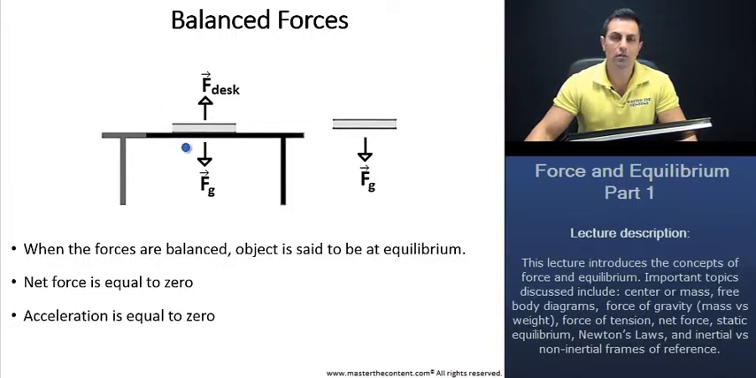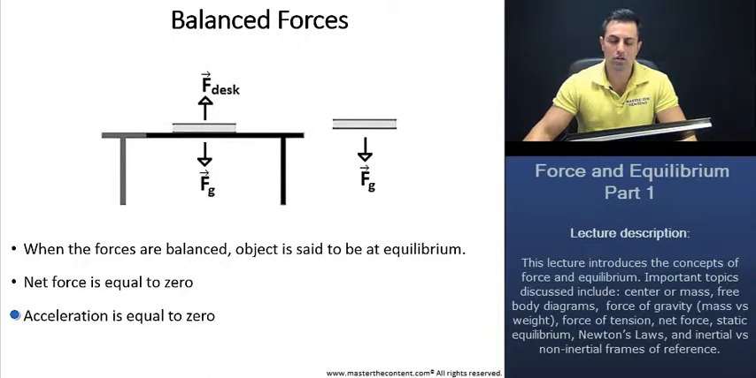And just to talk a little bit more about balanced forces, let's look at our bullets now. When the forces are balanced, the object is said to be at equilibrium. Okay, great. The net force is going to be equal to 0. Again, the 2 forces are going to be equal in magnitude, and acceleration is 0 when you're working with balanced forces.